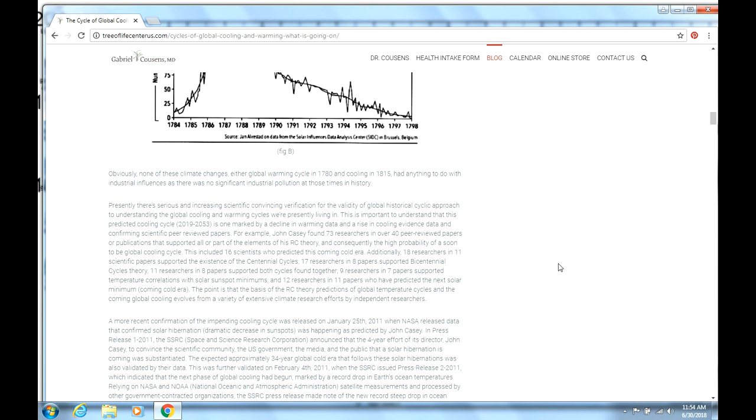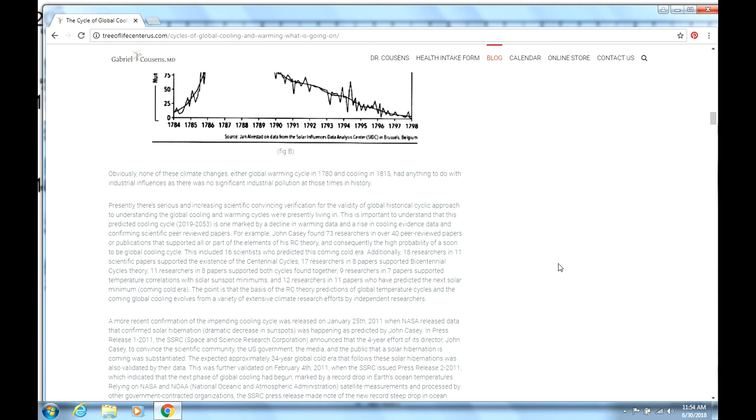Presently, there's serious and increasing scientific verification for the validity of the global historical cyclic approach to understanding the global cooling and warming cycles we're presently living in. This is important to understanding that this predicted cooling cycle from 2019 to 2053 is one marked by a decline in warming data and a rise in cooling evidence data, and confirming scientific peer-reviewed papers.